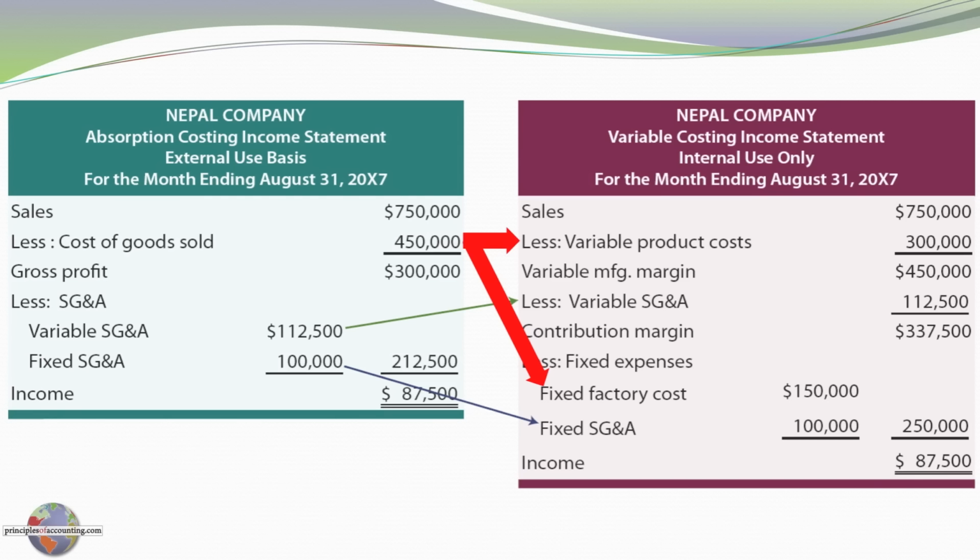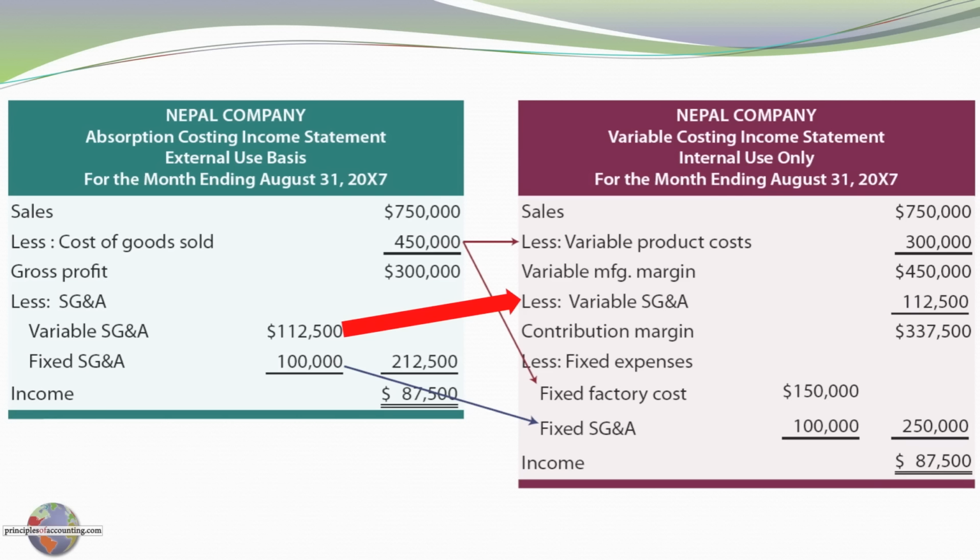First of all, our cost of goods sold includes material, labor, and variable overhead. Of the $450,000, $300,000 of that is shown as less variable product cost on the right, and the other $150,000 is presumed to be the fixed manufacturing overhead, which is charged against income but below the contribution margin in the variable costing income statement. We also need to consider our variable SG&A cost.